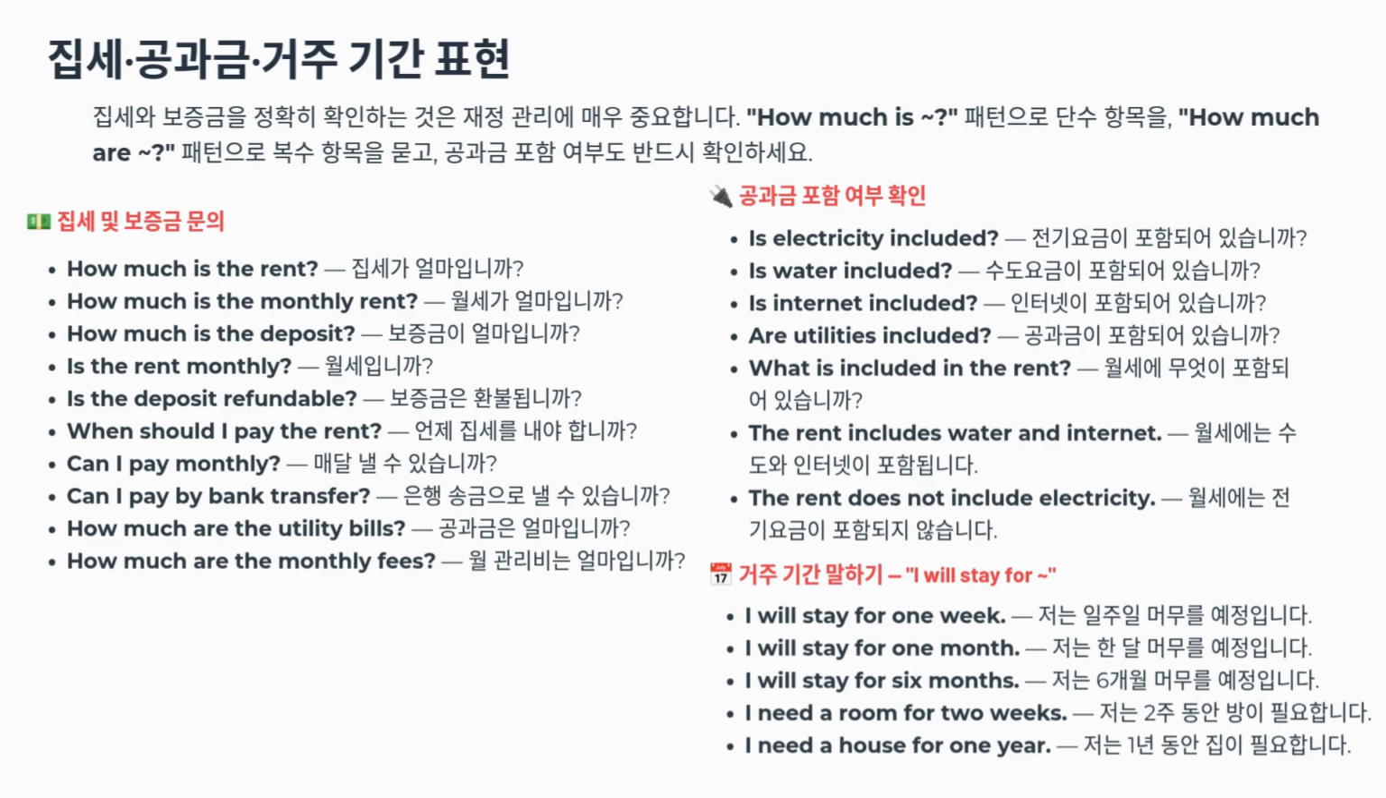Next, check what is included. Is electricity included? Is water included? Is internet included? Or, are utilities included? The landlord may answer, the rent includes water and internet, but it does not include electricity. Record every amount and payment date.